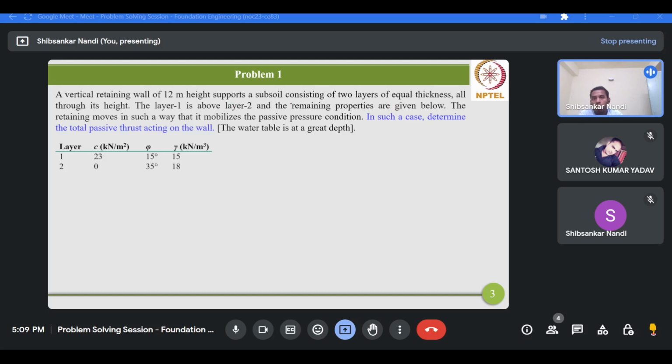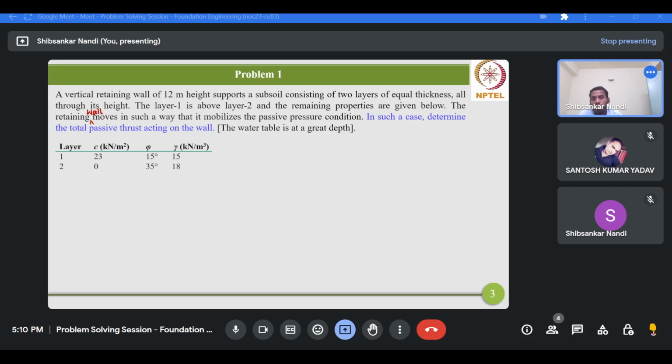So the retaining wall is supporting a 2-layered backfill, with a total height of 12 meter. Each layer has equal thickness, that means 6 meter and 6 meter. Layer 1 is above layer 2 and the remaining properties are given below. The retaining wall moves in such a way that it mobilizes the passive pressure condition.